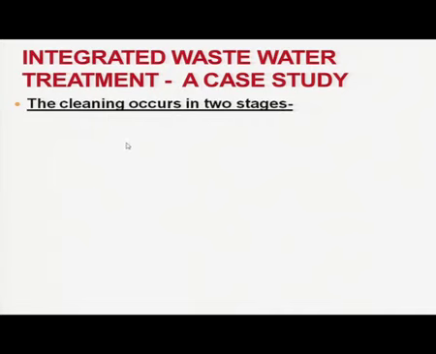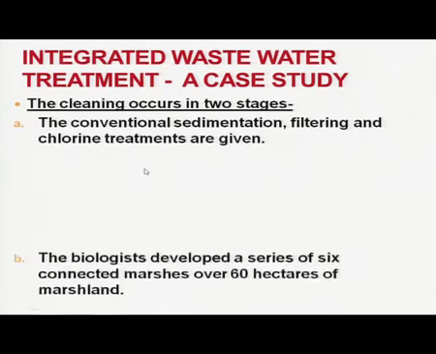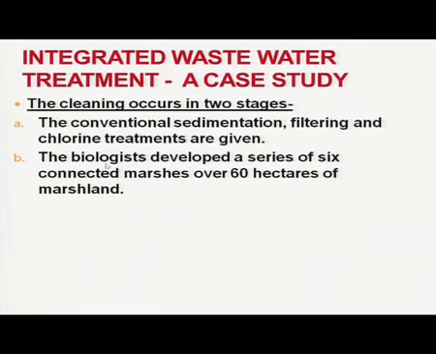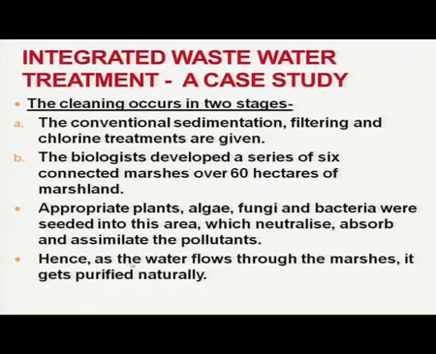So, there was a mix of two types of system here. The cleaning occurs in two stages. Number one, the conventional sedimentation followed by filtration, and chlorine treatment is given. But the toxic compounds, in order to remove them, the biologists developed a series of 6 connected marshes over 60 hectares of marshland. These marshes are actually the places which can do the process of filtration at many levels. Moreover, appropriate plants, algae, fungi and bacteria were seeded into this area, which neutralized, absorbed and assimilated the pollutants. In this way, the water was cleaned in an integrated manner. Hence, as the water flows through the marshes, it gets purified naturally.